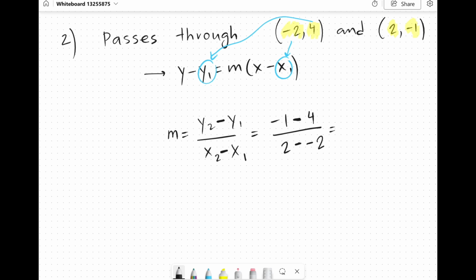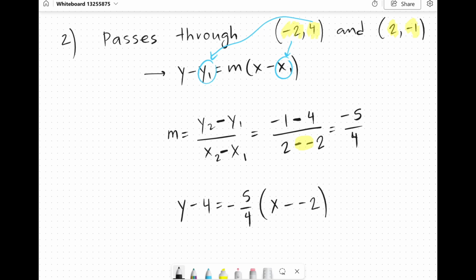On the top, you have -1 minus 4, which is -5. On the bottom, you have 2 plus 2, which is a 4. This fraction cannot be simplified, so you leave it as is, -5/4. Now that we have the slope and we have a point, we will go ahead and plug the numbers back into the point slope form. So y minus my y1, which is 4, equals m, we just found that, -5/4, and then inside of the parentheses, x minus my x1, which is -2.